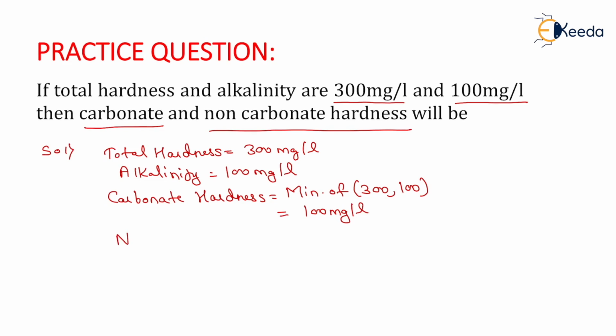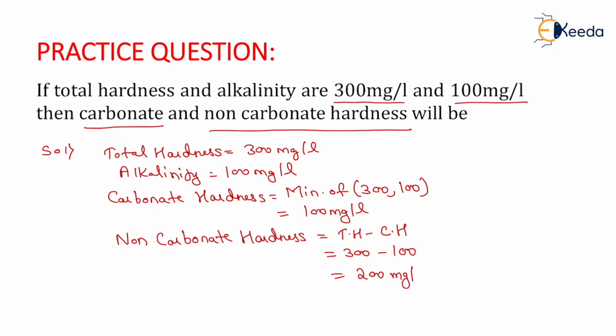Now we need to find the non-carbonate hardness. Now we know that non-carbonate hardness will be equal to total hardness minus carbonate hardness. Now total hardness is given in the question as 300 milligram per liter and carbonate hardness is equal to 100 milligram per liter. Now the non-carbonate hardness will be equal to 200 milligram per liter.